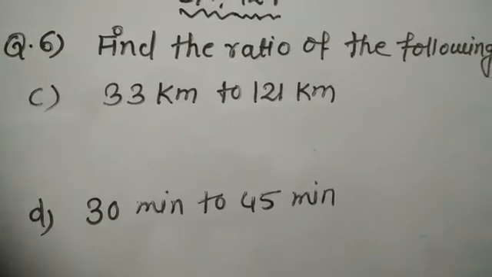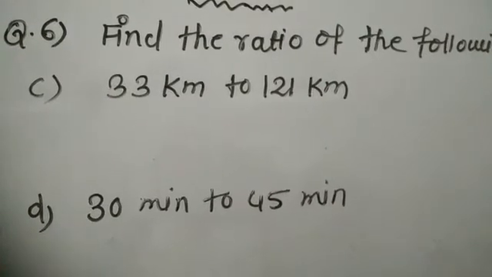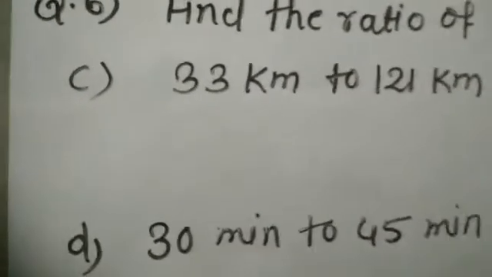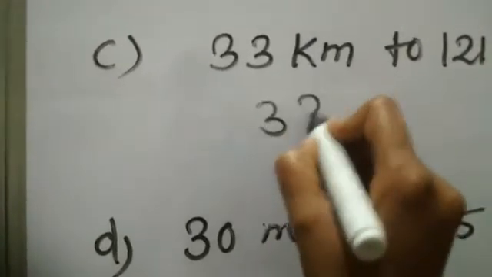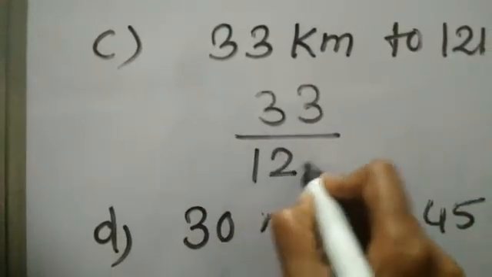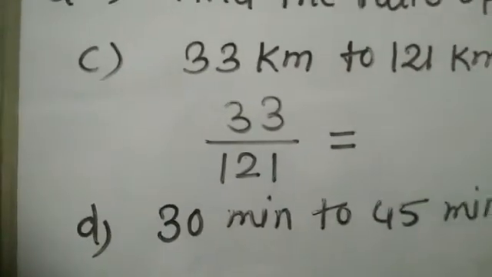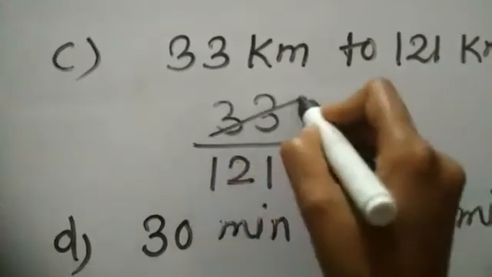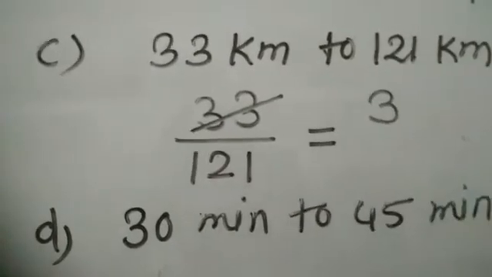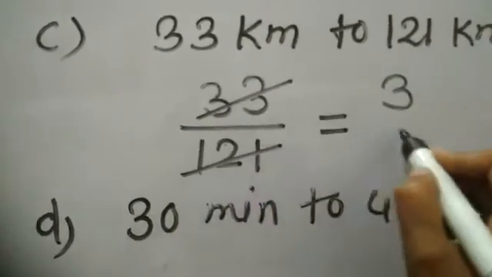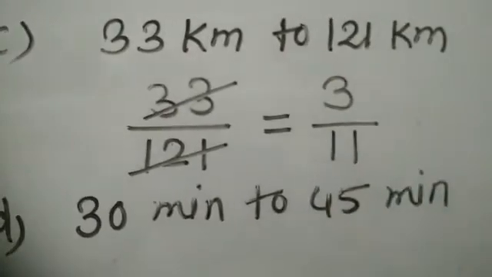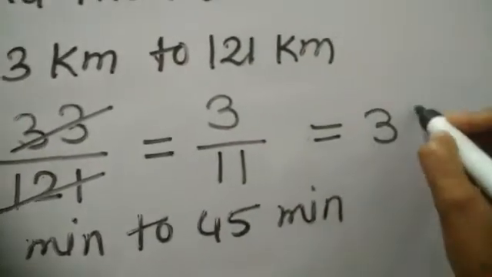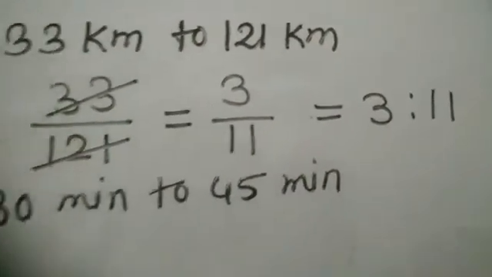Similarly, we can find out the ratio of 33 km to 121 km. Let's see what will be the ratio. It's 33 divided by 121. Now 33 and 121 both are divisible by 11. So if you divide the numerator and denominator by 11, you will get 3 in the numerator and 11 in the denominator. Hence the required ratio is 3:11.